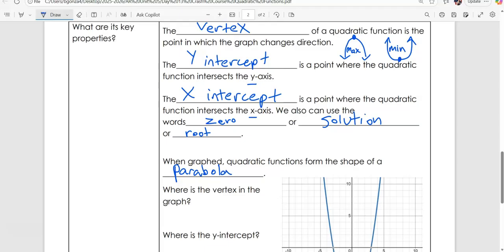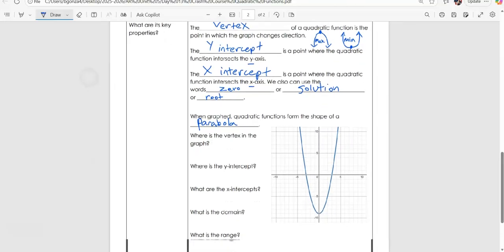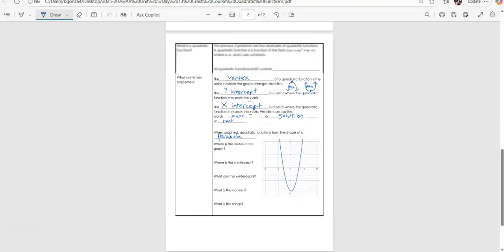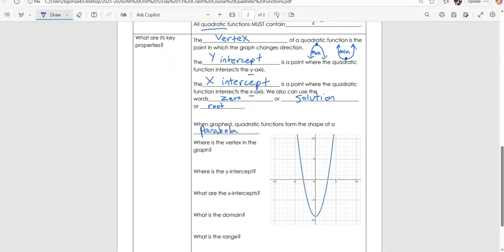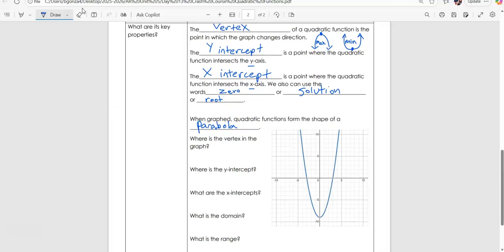Where's the vertex of this graph? Okay. So now we're going to answer these questions, and then we're going to be done. Pretty much, right? Okay. Hold up, hold up. So where is the vertex? So where does it change directions? It's going down, down, down, down, down. Stop. Up, up, up, up, up. So it's this change of direction, okay, is at 0, comma, -9. 0, -9, and that's a minimum at the bottom.